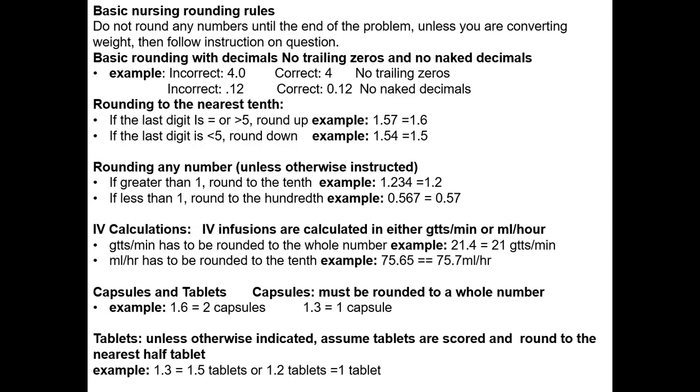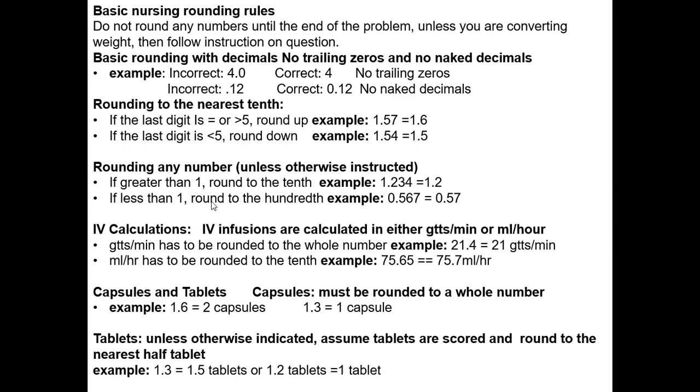All right, so if the last number in the 100th place is greater than 5, then in the 10th place, that number is going to go up. So as you see in the example, it went from 1.57 to 1.6. And if that digit in the 100th place is less than 5, then we round it down. So instead of it being 1.6, it would be 1.5, okay?